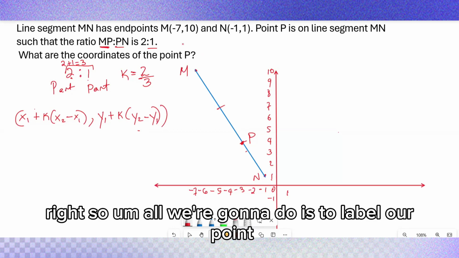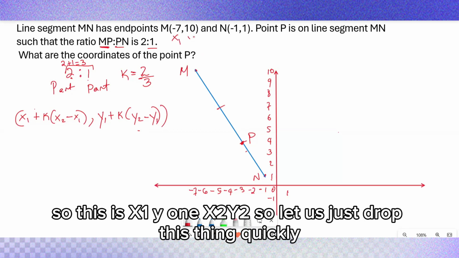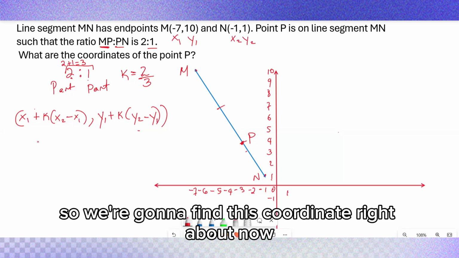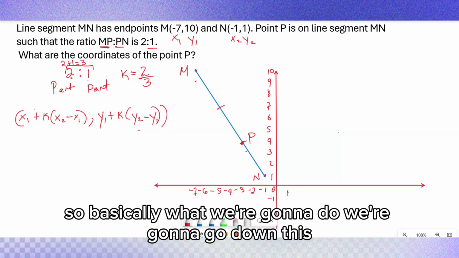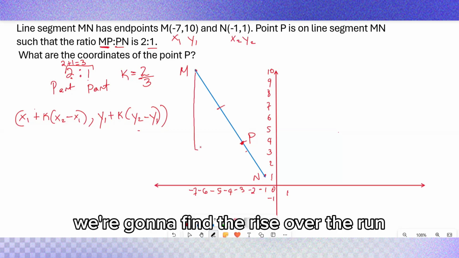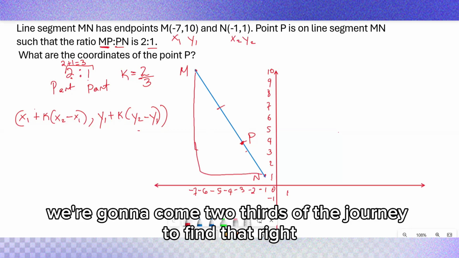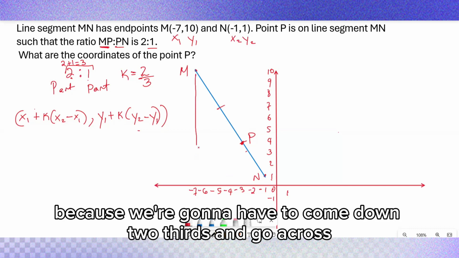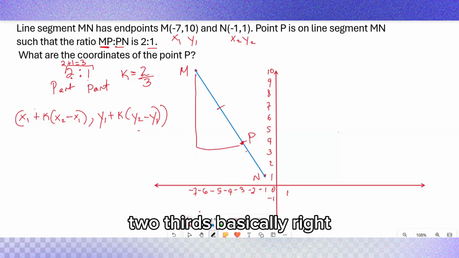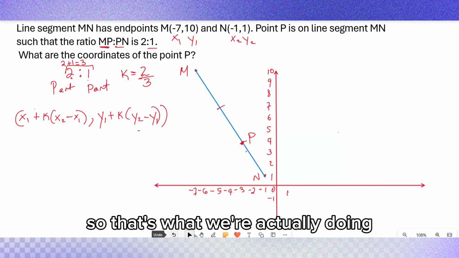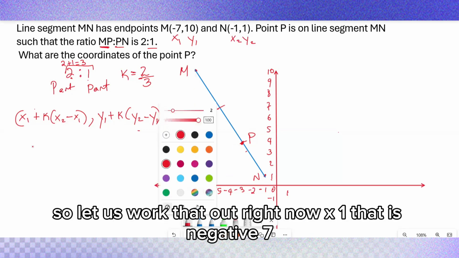So all we're going to do is label our points. So this is x1, y1, x2, y2. So let us just drop this in quickly. We're going to find this coordinate right about now. So basically, we're going to go down this, we're going to find the rise over the run. So let us say this is the entire rise and run. We're going to come 2/3 of the journey to find that, right? Because we're going to have to come down 2/3 and go across 2/3, basically. So that's what we're actually doing. So let us work that out right now.